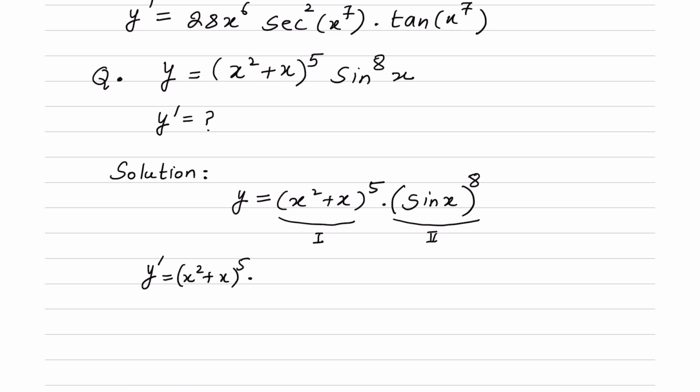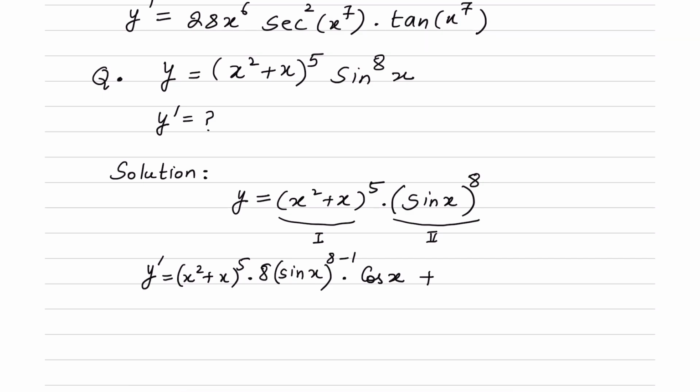Since the second term is sin x to whole power 8, first we will apply the power rule. 8 inside term, 8 minus 1, derivative of the inside term which is sin x. Sin x derivative is cos x. Plus, back to the product rule. First term as it is, second term derivative. Now the first term derivative. First term is x square plus x to whole power 5.